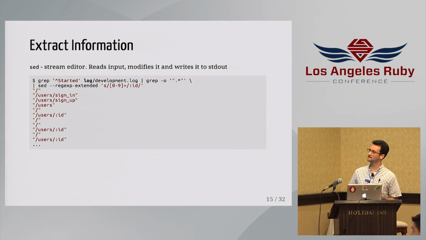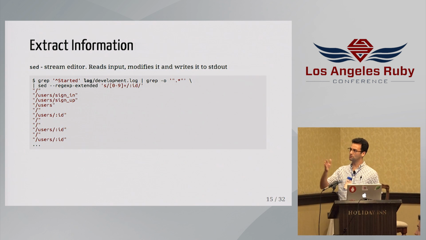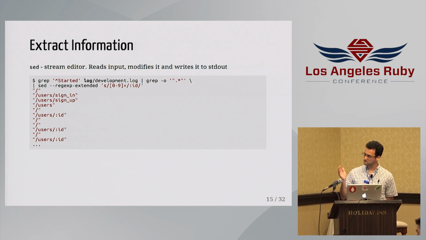In this case, we're telling it s for substitute, and between the slashes, we have the regular expression to match and what we change it for. So in this case, we're saying anything that is more than 1 digit long and all digits, just change it for :ID. And it does that for us. So now we have user/ID, user/ID. Where before we had user/1, user/10, both of those now become user/ID, for example. So now we have them normalized.